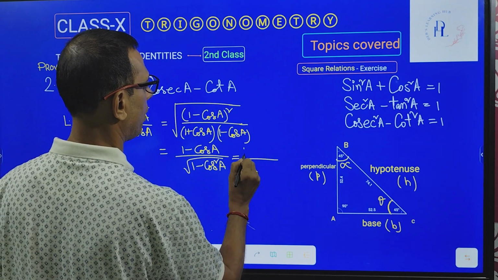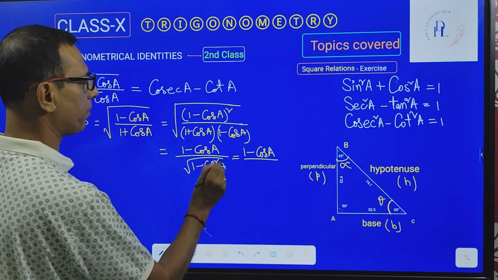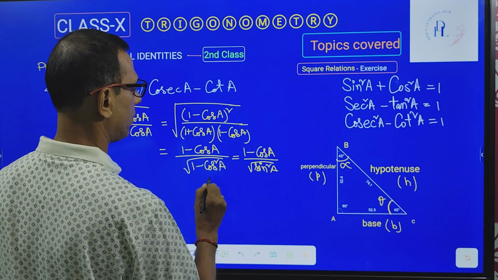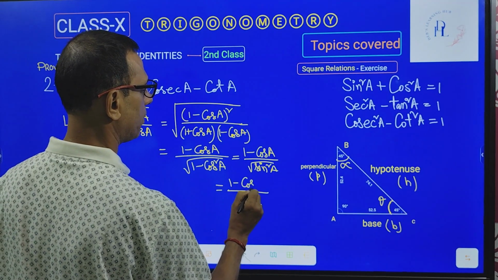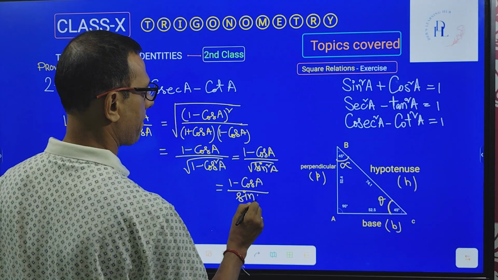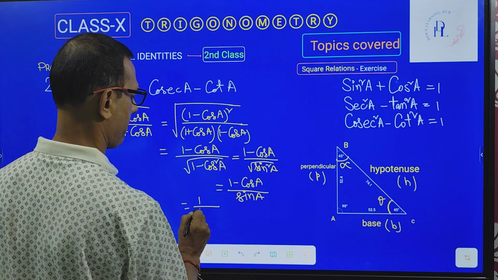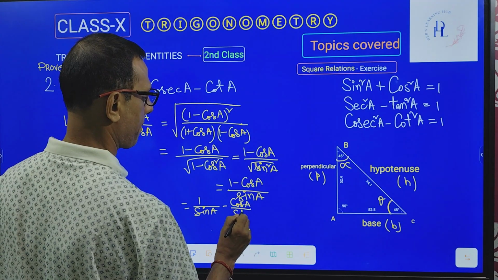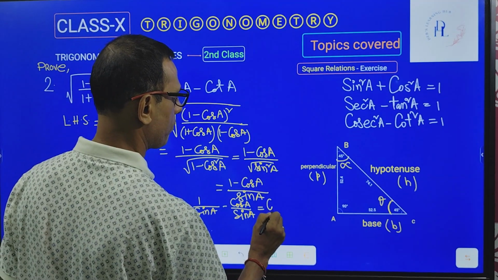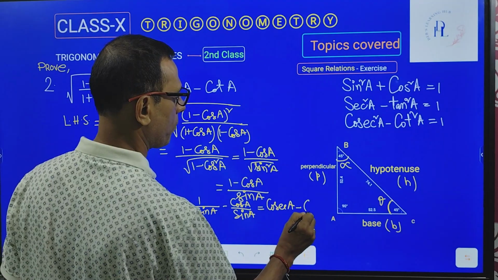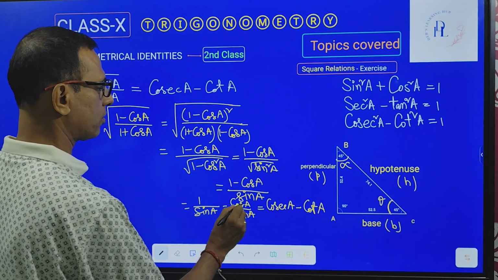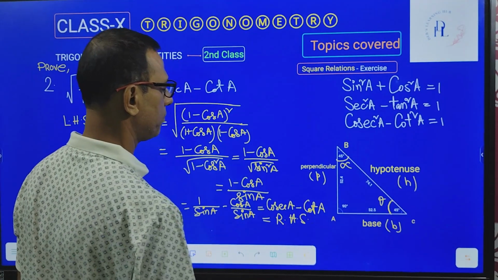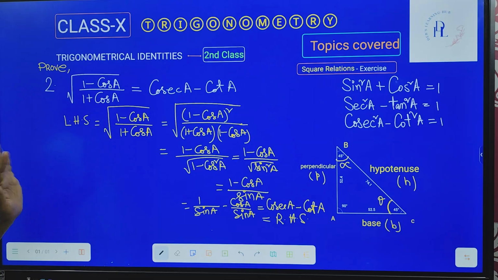That is equal to 1 minus cos A by root over 1 minus cos square A, which is sin square A. That means root over sin square A, that means 1 minus cos A. So it will be cosec A minus cos A by sin A, cot A. So it will be cosec A minus cot A, which equals the right hand side. So you need to think about the problem first, then you start it.